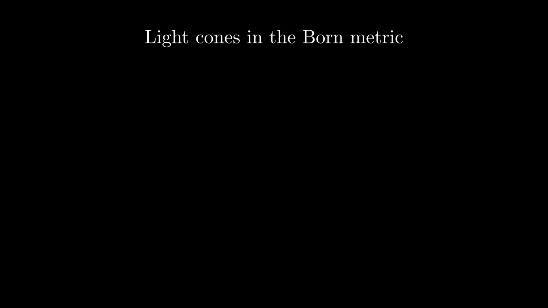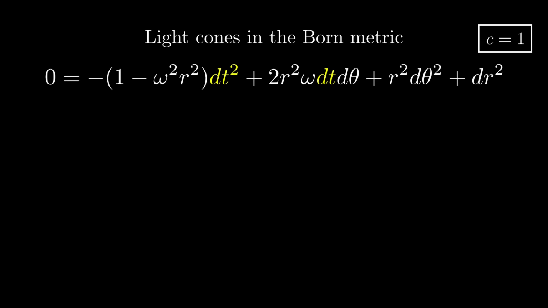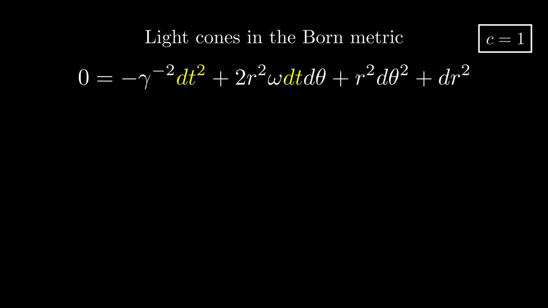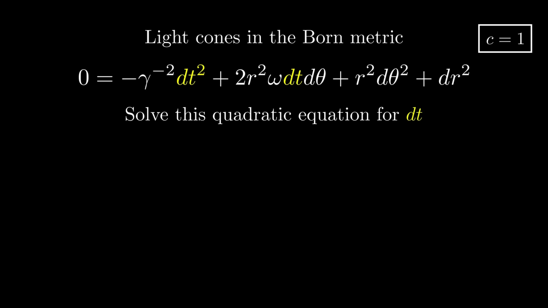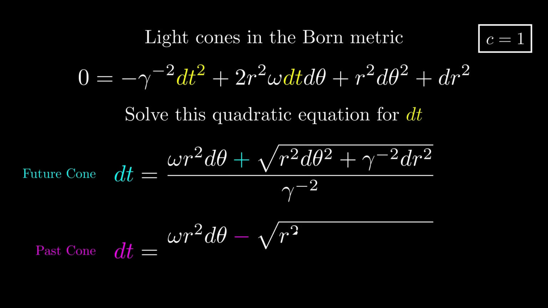Again, we work out equations for the light cones in the Born metric. Light paths are defined by the null condition ds equals 0. This results in a second order equation for dt, which can be solved with the usual quadratic formula. The first root with the positive sign defines the future light cone, and the root with negative sign defines the past light cone.